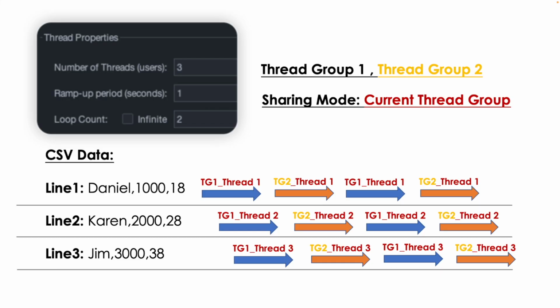Current thread group. With current thread group sharing mode, each file is opened by each thread group separately. Just not to confuse with the current thread, where each thread reads the file separately. So this basically means that each of the threads in each thread group reads the CSV file from beginning to end. So thread group 1 will read the first line, second line, and third line, threads 1, 2, 3, the same as the other thread group, like thread group 2. Threads 1, 2, 3 will read the CSV file from beginning to end.